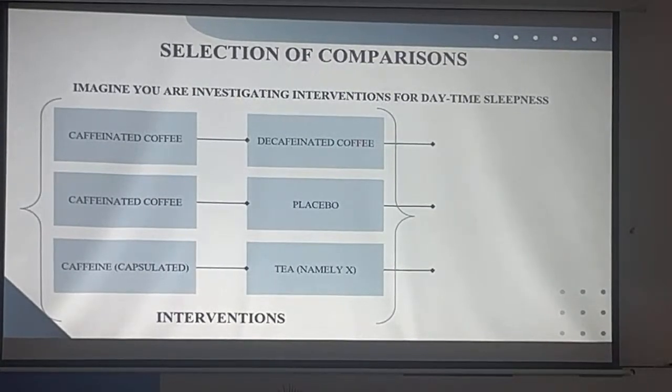So let's say that we're investigating daytime feeling of sleepiness, tiredness. So let's say that we are selecting for comparisons studies that evaluate caffeinated coffee versus decaffeinated coffee, caffeinated coffee versus placebo, or caffeinated caps in a formulation of capsules versus a random tea. So you need to know what you're studying in specific to see what are the probabilities of what type of studies you can potentially find using a search strategy.